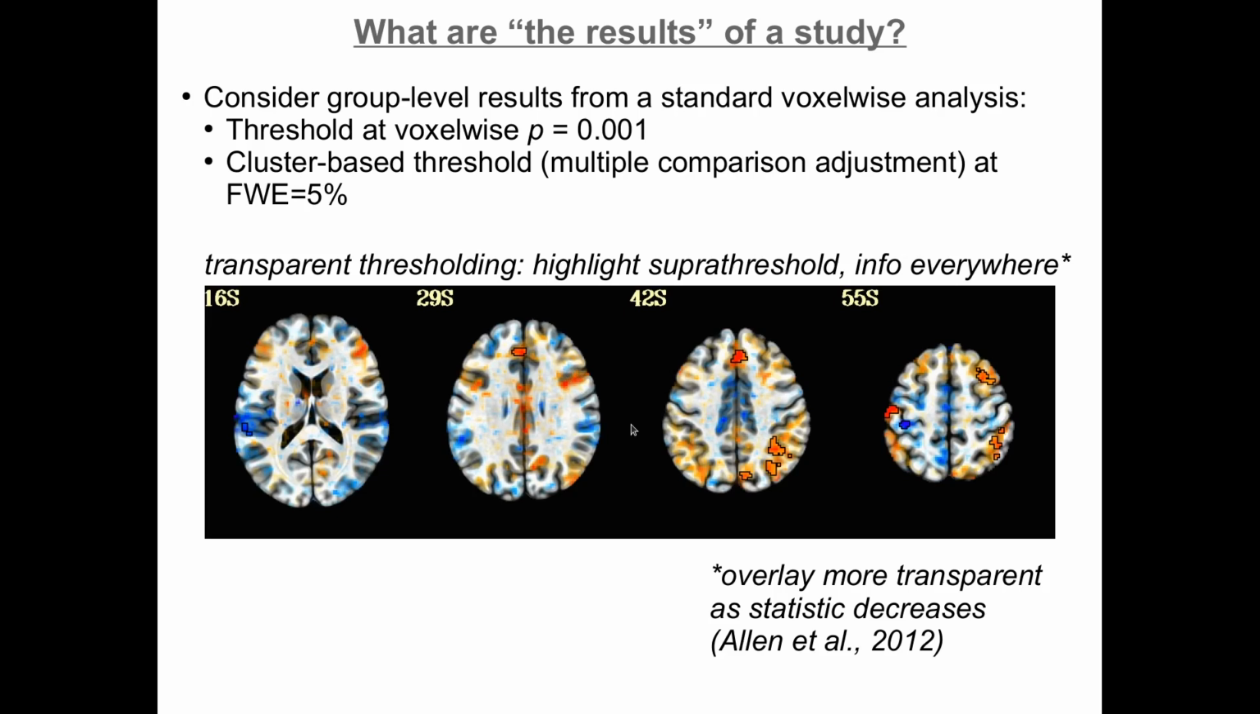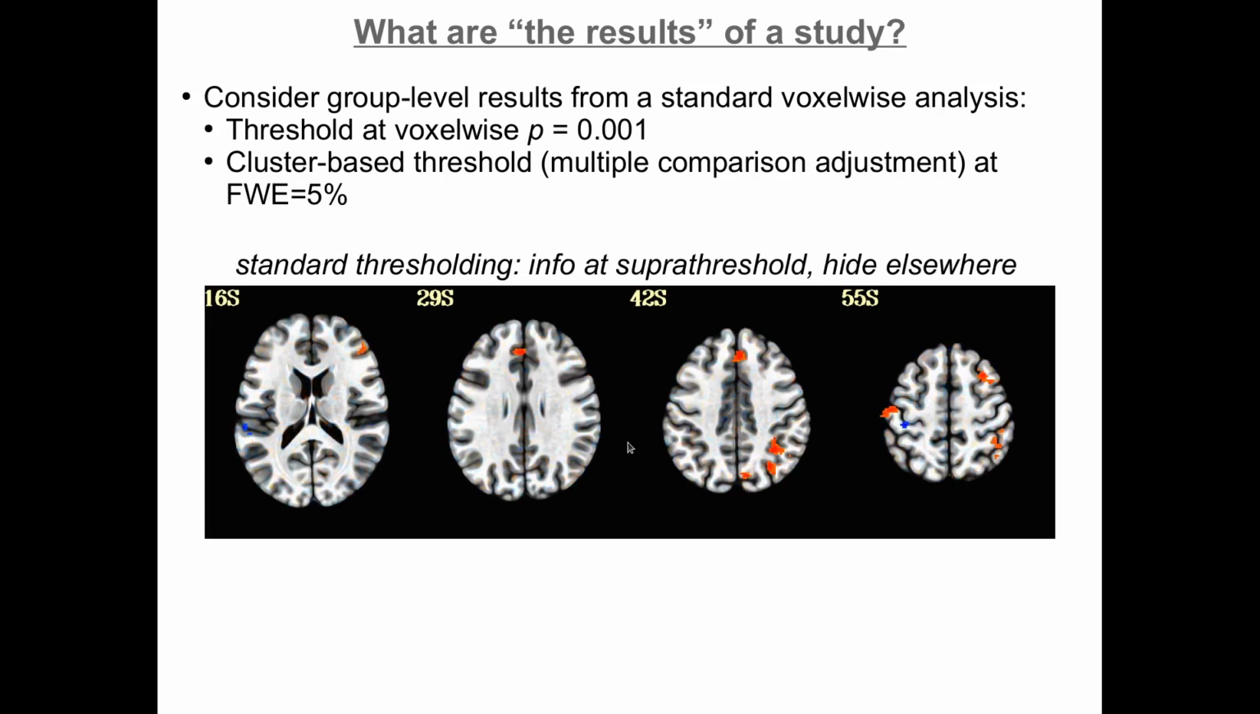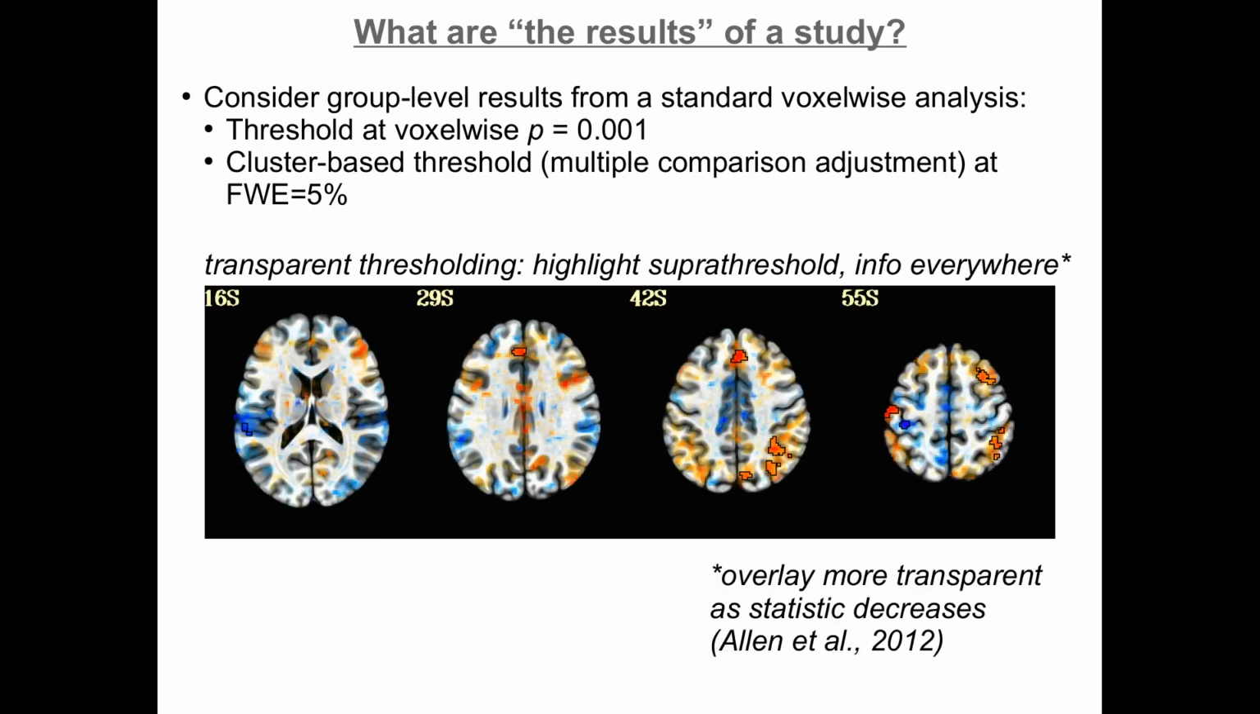Now, if you're going to compare your results from your study of 54 subjects to someone else that maybe has 100 or 200, and they might see these regions as significant, if you just look at your results this way, you would see differences. But here, you actually allow for more information to be shown.